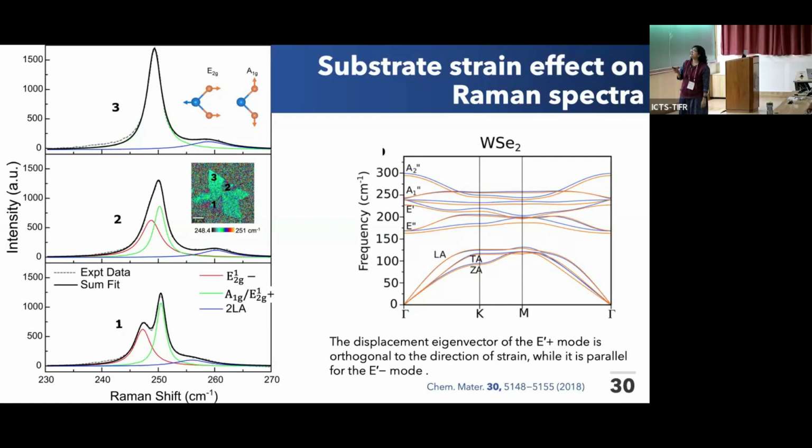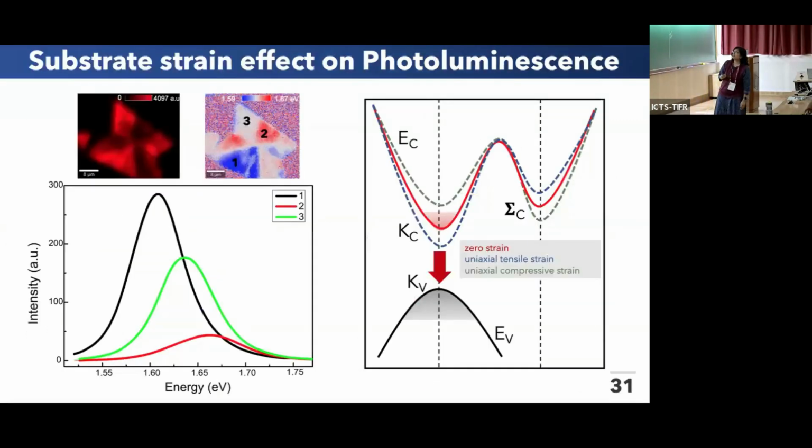The blue one here is the unstrained condition for WSe2. Here you see that the A1g and E2g modes are almost degenerate, and when you apply a strain, the E' mode splits into E+ and E-, and it is this E- mode which gets more and more Raman shifted, which we can pick up. So that is about the Raman. We see that there is definitely a strain component present.